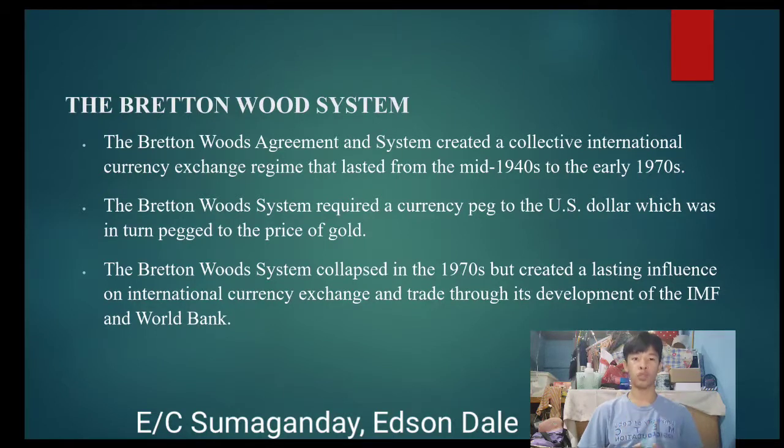setting up a system of rules, institutions, and procedures to regulate the international monetary system. This accord established the International Monetary Fund, or the IMF, and the International Bank for Reconstruction and Development, or IBRD, which today is part of the World Bank Group. The United States, which controlled 2/3 of the world's gold, insisted the Bretton Woods system rest on both gold and the US dollar.